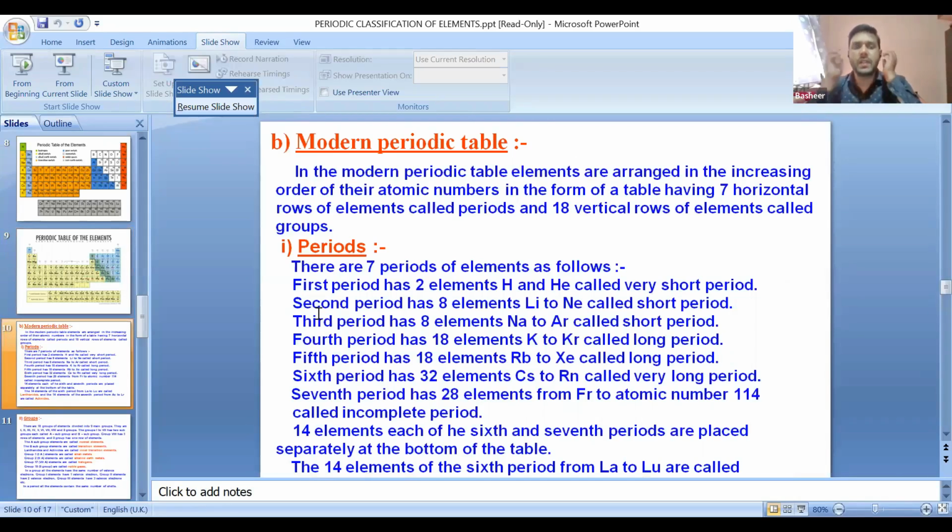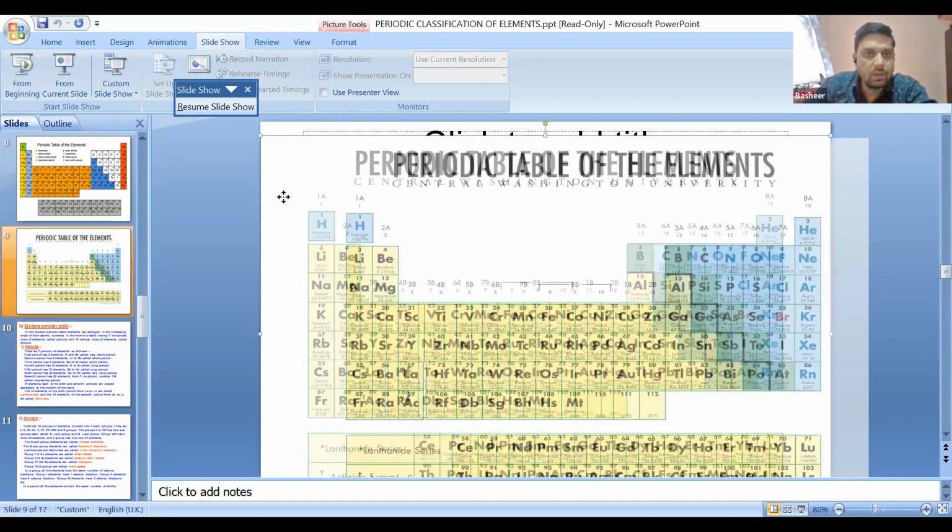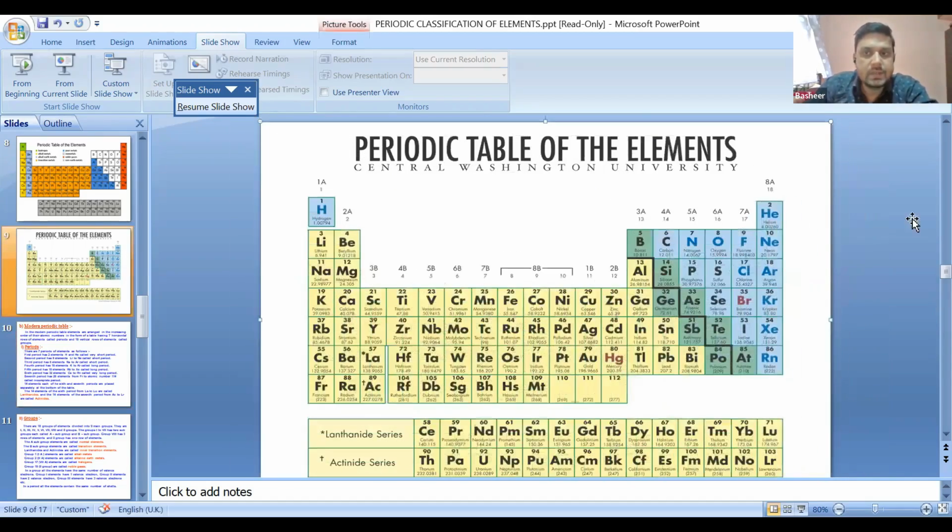Now, what are the modern periodic table properties after filling all the vacant spaces? In the modern periodic table, elements are arranged in increasing order of their atomic numbers in the form of a table having 7 horizontal rows of elements called periods and 18 vertical rows of elements called groups. There are 7 periods. The first period has 2 elements, hydrogen and helium. You can see here, first and right side helium, the top one, the first period.